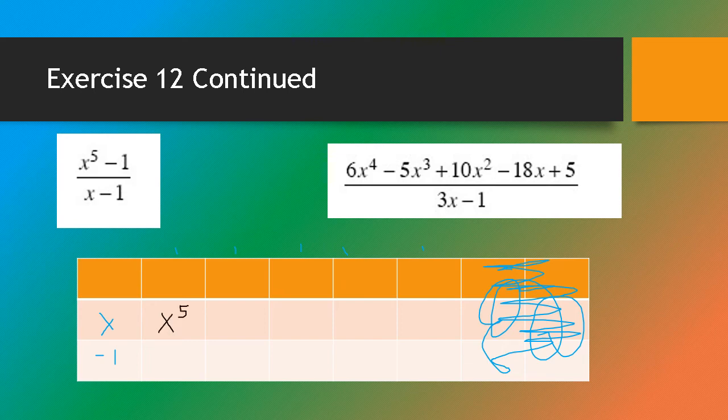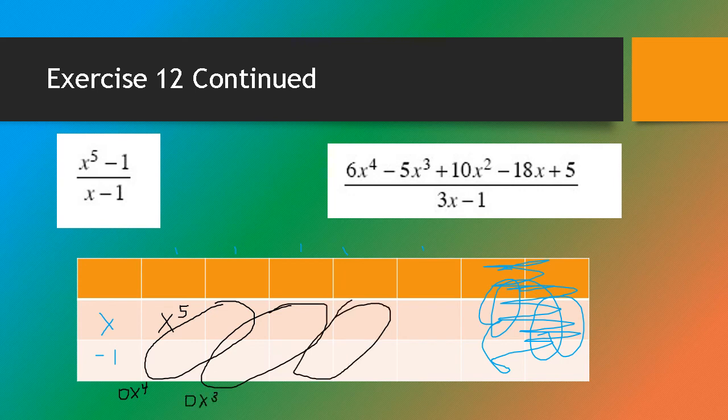Our x to the 5th goes in this box. Notice that we are missing a whole bunch of terms. We're missing x to the 4th, so we have 0 x to the 4ths in here. We have 0 x cubeds in there, and here we have 0 x squareds, and here we have 0 x's. And then finally, our negative 1 is way at the end. We really have to fill out all of these in order to get the right answer.